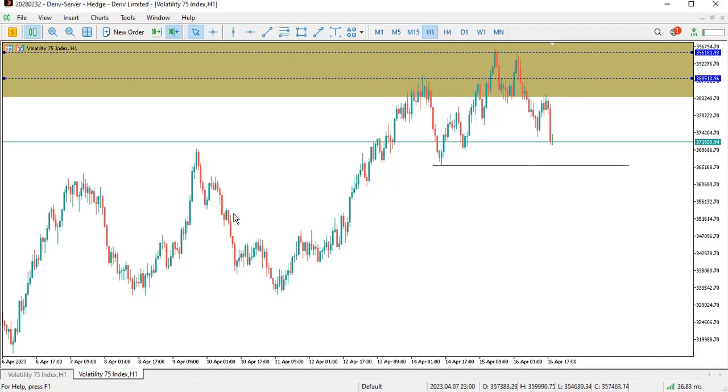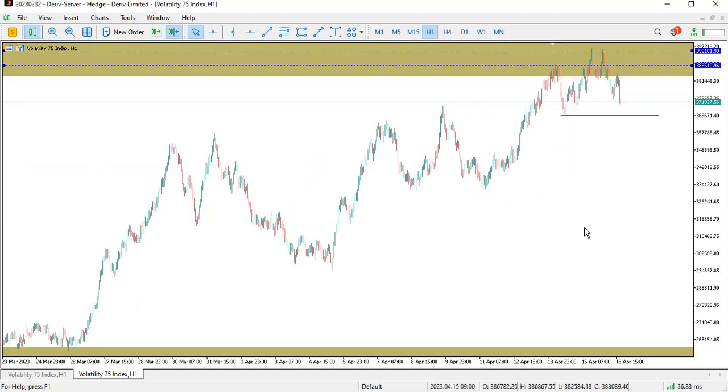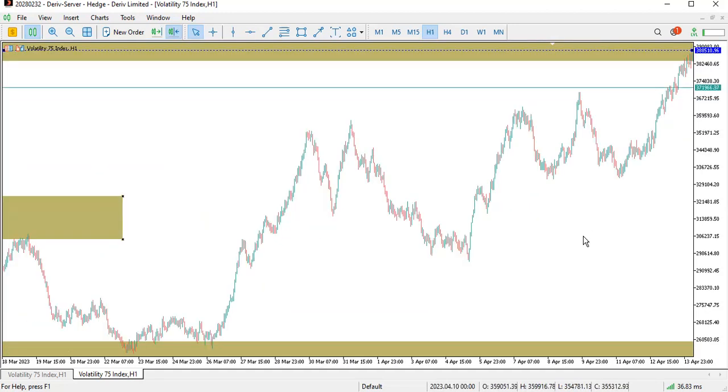Now, another question is, should it break here? Where is the take profit? Well, this is H1. So the best way to trade this thing is zone to zone.